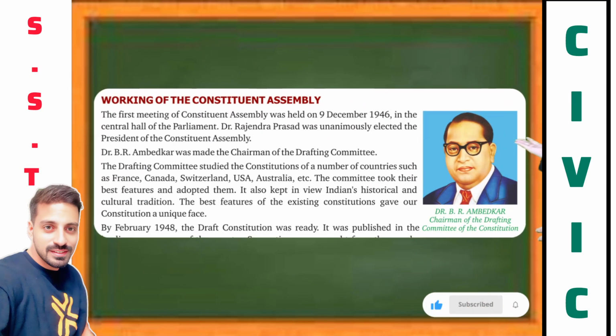Working of the Constituent Assembly. The first meeting of the Constituent Assembly was held on 9 December 1946 in the Central Hall of the Parliament. Dr. Rajendra Prasad was unanimously elected the President of the Constituent Assembly. Dr. B.R. Ambedkar was made the Chairman of the Drafting Committee.